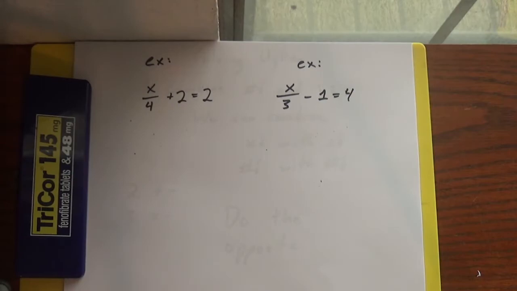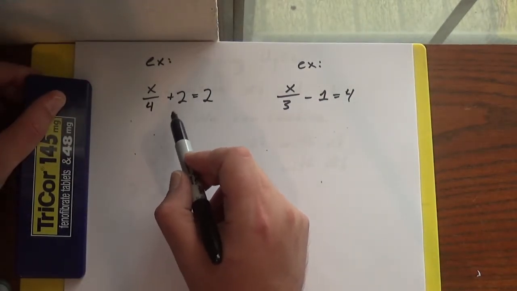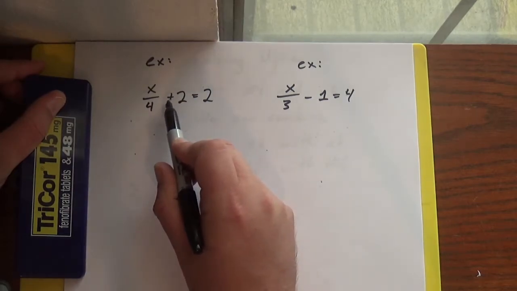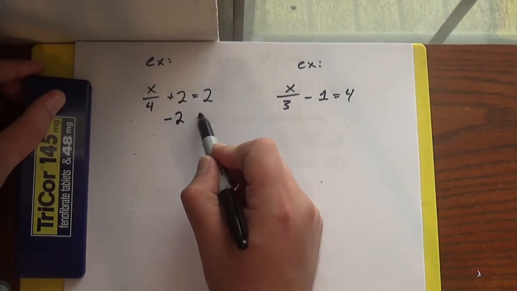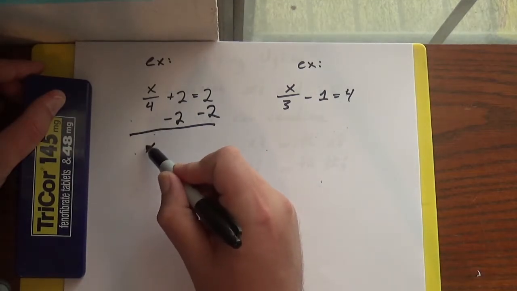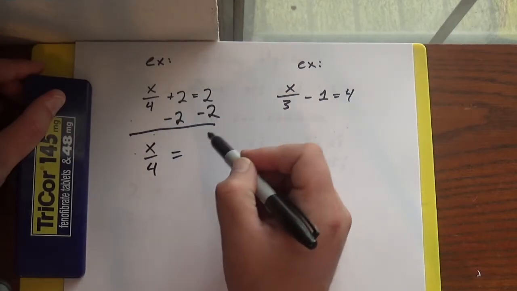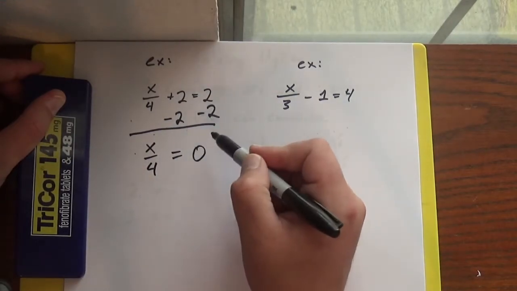We could have fractions too. In this case, I'm still going to do the add subtract stuff first. That's adding, so I'll subtract 2 and subtract 2. This comes down. These cancel. My equals comes down. 2 minus 2 is 0.